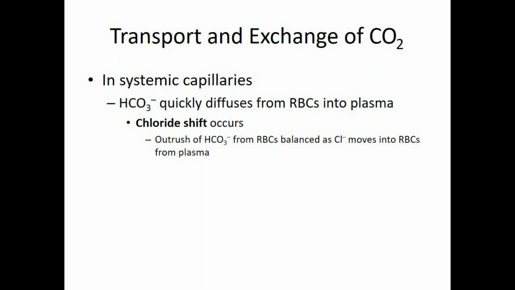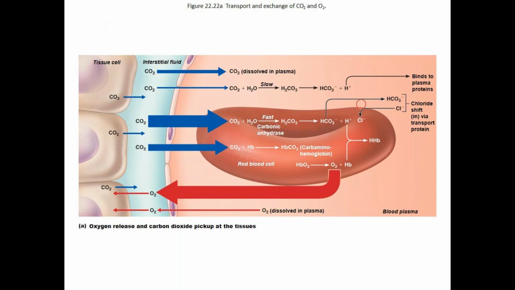For carbon dioxide, we move it around not in the form of CO2, but in the form of either bicarbonate or carbonic acid. And the means by which that happens, right, is called the chloride shift. So let's take a look at a cartoon here. We'll explain what's going on with this.